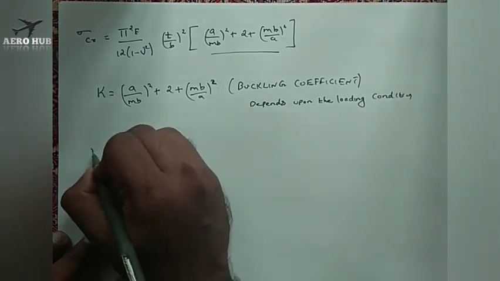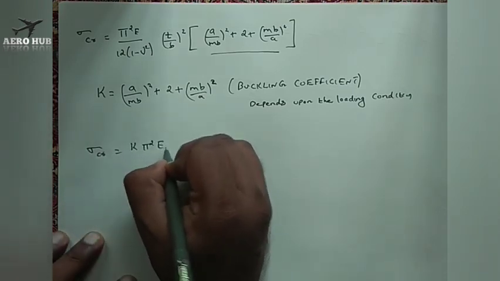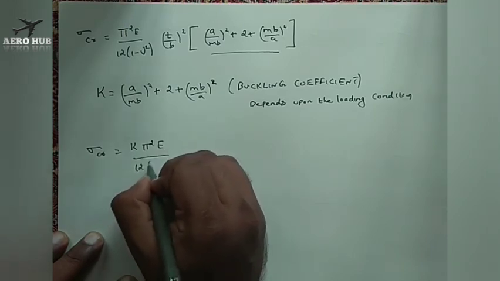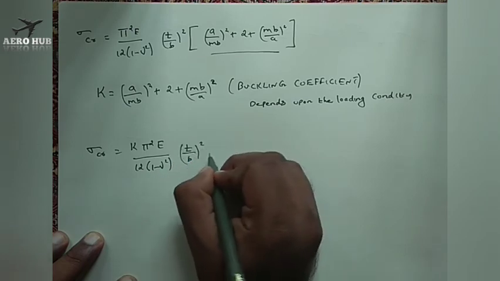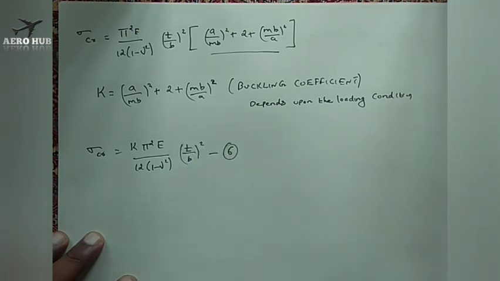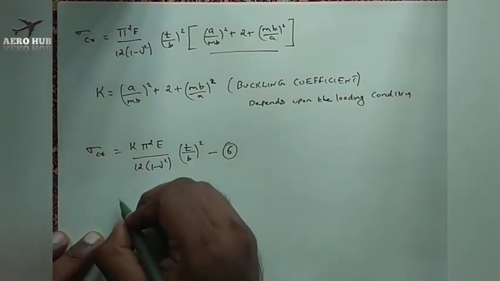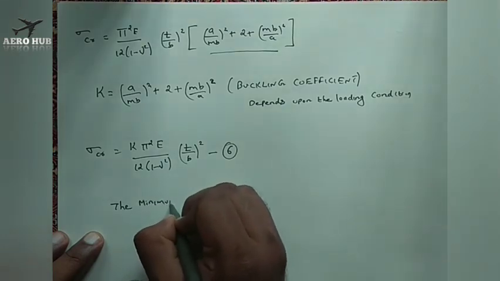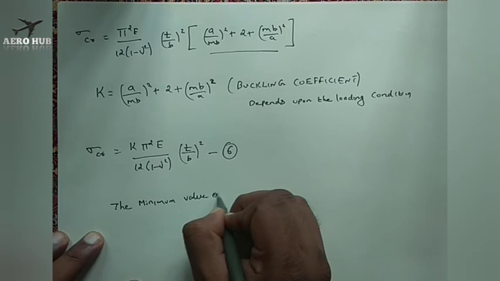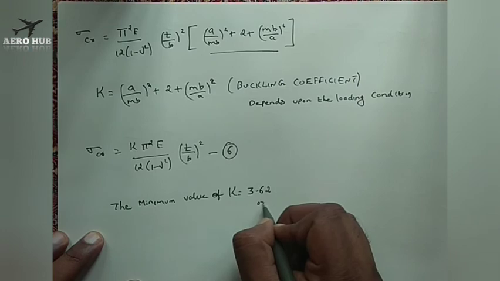So the final equation is sigma critical is equal to k pi square E divided by 12 into 1 minus mu square, (t by b)^2. This is the final equation number 6, and equation number 6 gives the value of critical stress for a thin plate, and the minimum value of K is equal to 3.62. In some textbooks it will be written as 4.